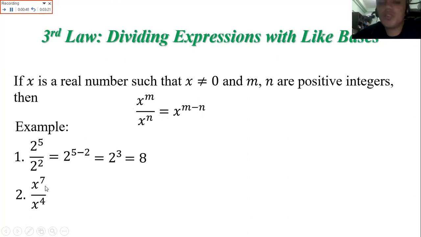Next, x raised to 7 all over by x raised to 4. Again, copy the base, then subtract the exponent. 7 minus 4 is 3. Since yung base natin is a variable, no need to evaluate. So the final answer here is x raised to 3.